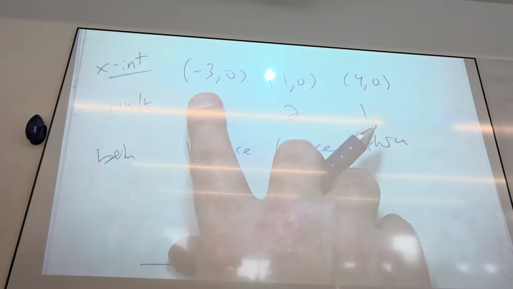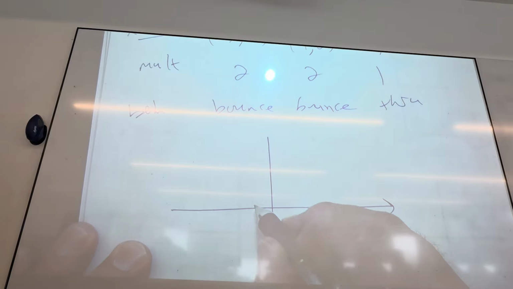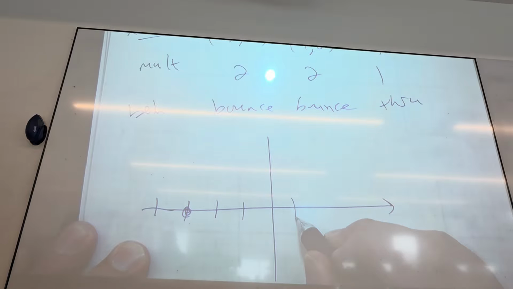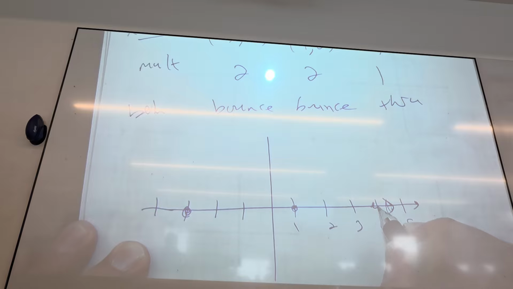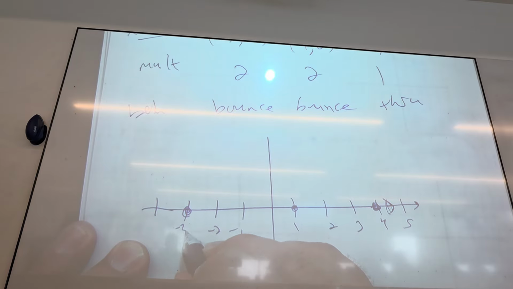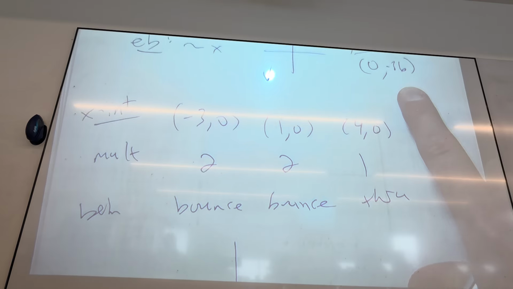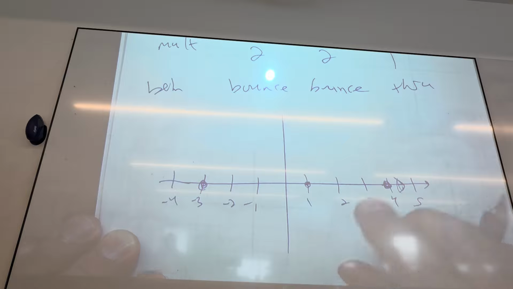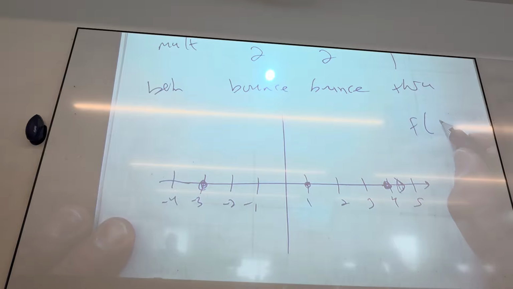So I've got my x-intercepts. Let's plot those. Negative 3, 0. 1, 0. You always want to go one more. 4, 0. Now I have to worry about my y scale. And again, what points do you think I should plug in? 2, and I'll do negative 2. How's that sound?